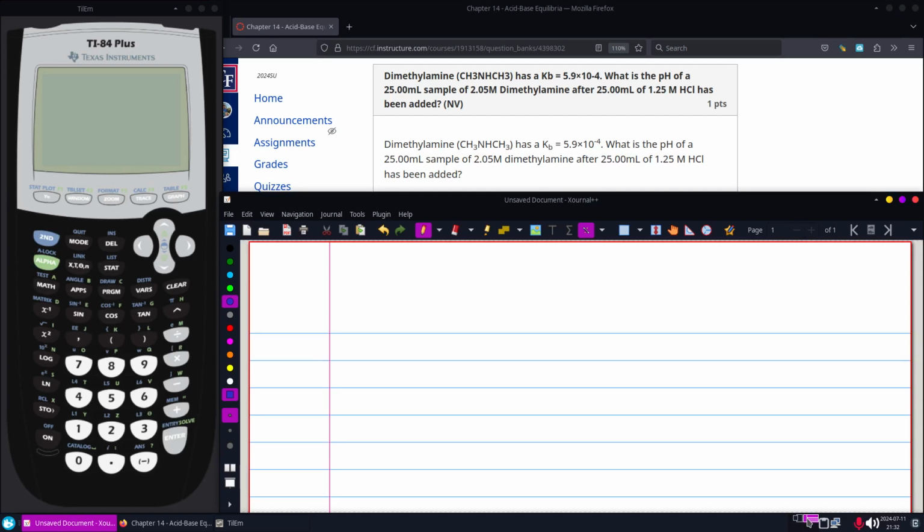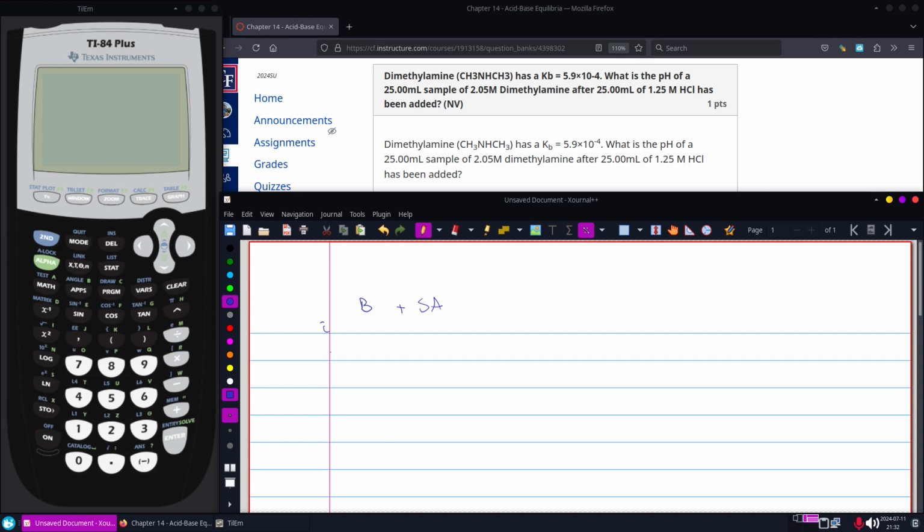Alright, dimethylamine has a Kb of 5.9 times 10 to the negative fourth. We want to figure out the pH of a 25 milliliter sample of that dimethylamine with a 2.05 molar concentration after we put in 25 milliliters of a 1.25 molar HCl. So the very first thing I need to find out is how much of either the base or the strong acid I have left over.